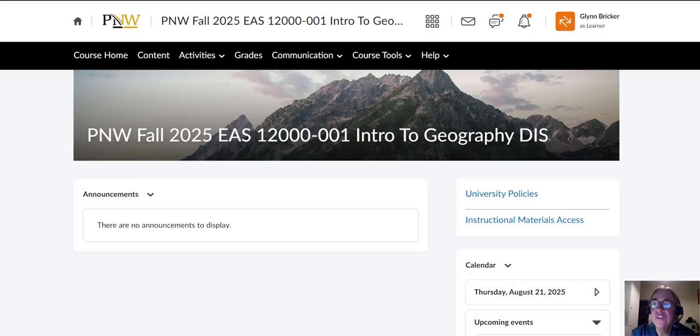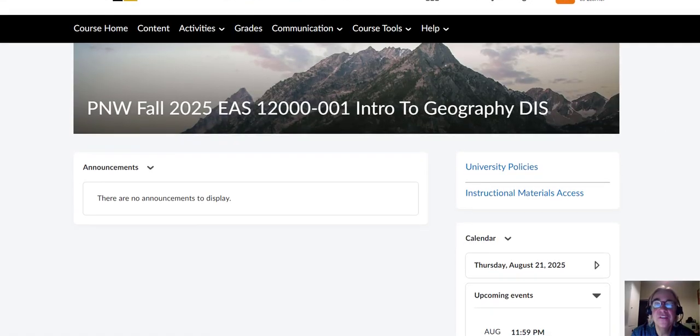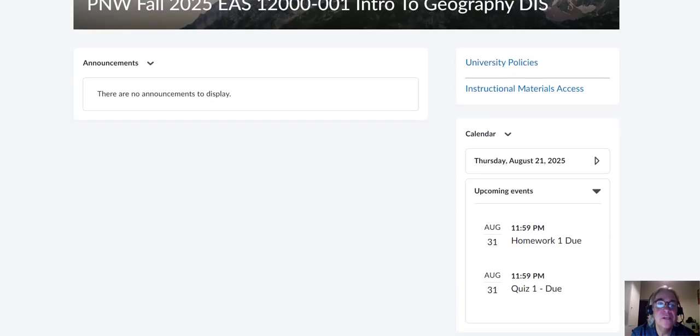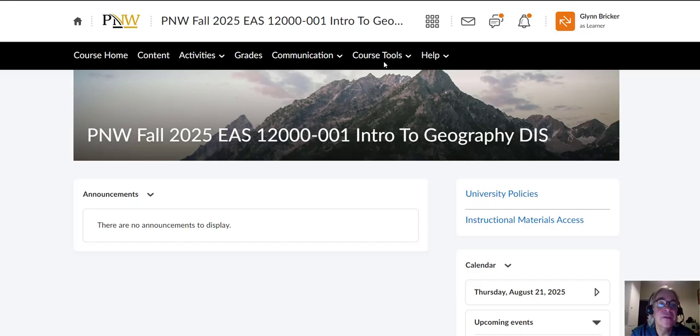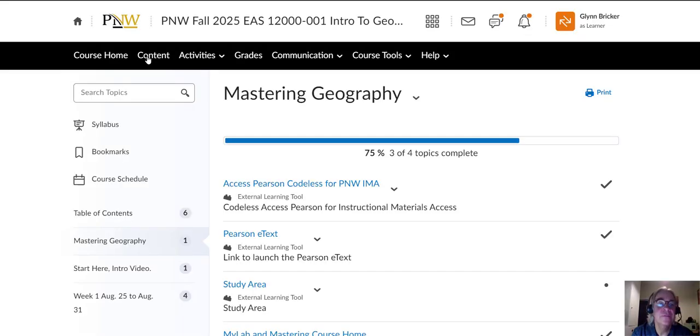So if you've logged into Brightspace, you'll see something that looks similar to this. You might actually have an announcement by the time you're looking at it. So the content area is where most things are located, so let me go there. And over here on the left, you see syllabus, bookmarks, course schedule. So we're going to go over the syllabus in just a minute. Bookmarks and course schedule, that's completely for you to use.